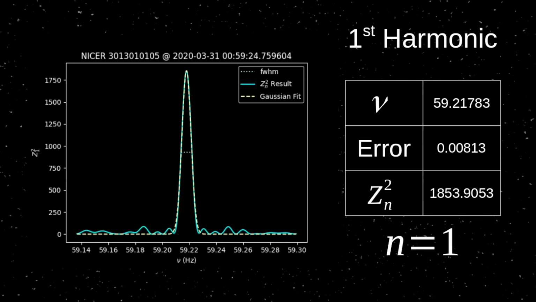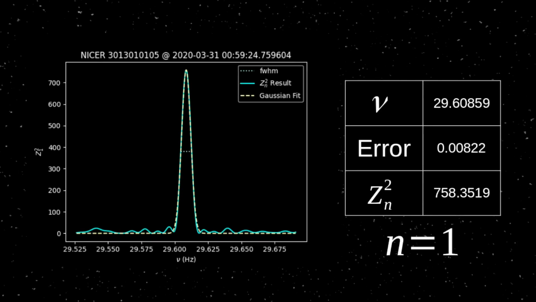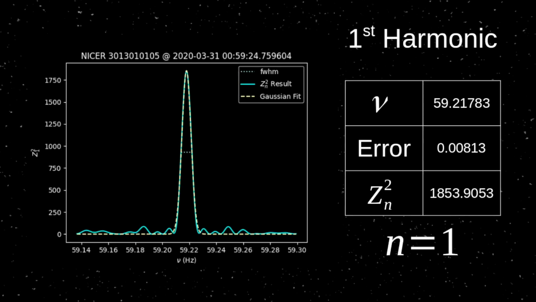This is Z1 squared, and our Z1 squared value is 1,853. Going back to the expected actual spin frequency of the Crab pulsar, not the first harmonic, you can see that we only have a magnitude here with the Z1 squared of 758. That's problematic because the magnitude of this first harmonic signal dominates above the actual expected spin frequency for the Crab pulsar that numerous others have found and have tested against.